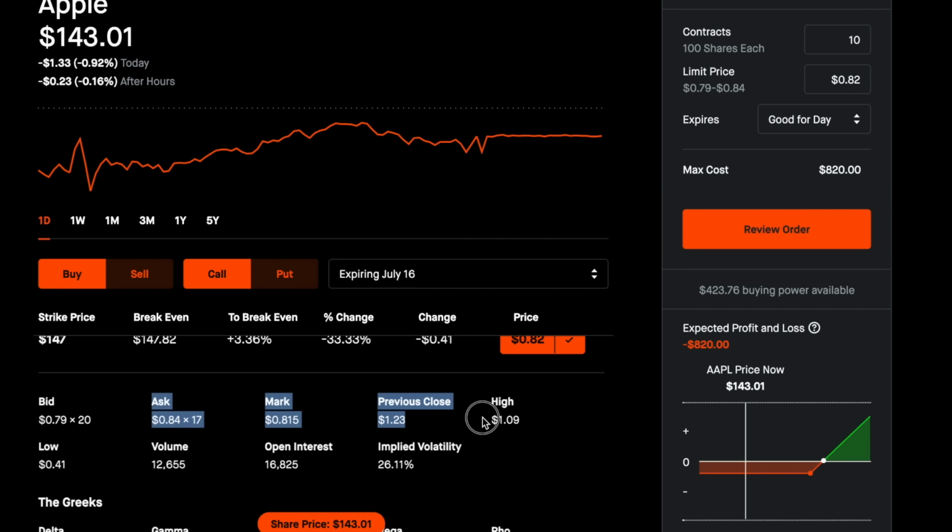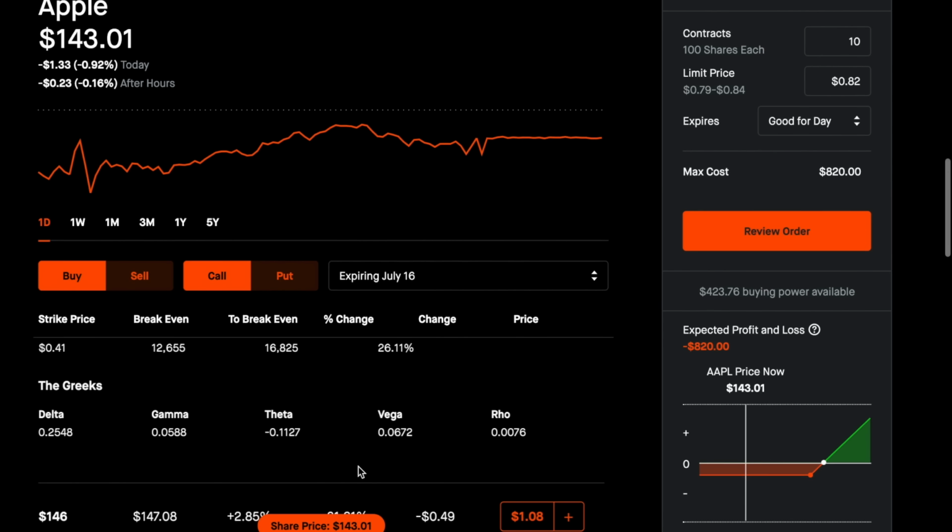So the high for this contract was $1.09, but as you can see, it came down. It had a change. And yesterday it closed at $1.23, so that was $123 per contract. It's currently 82 cents, and its low was 41 cents, but it did reverse itself. So that is just something to note when you're looking at this or trying to read it and understand it.